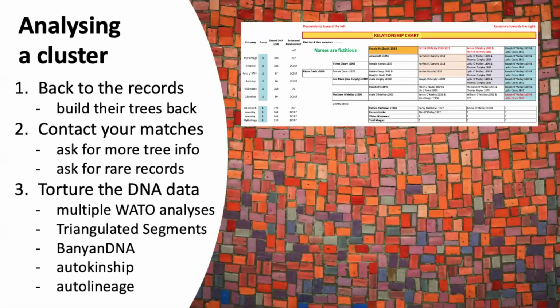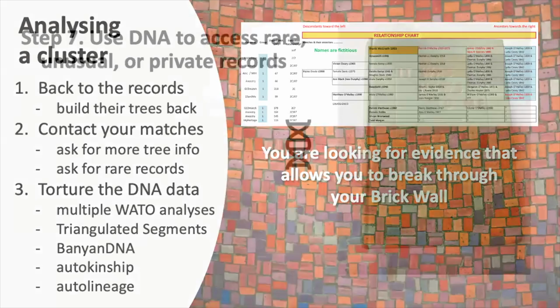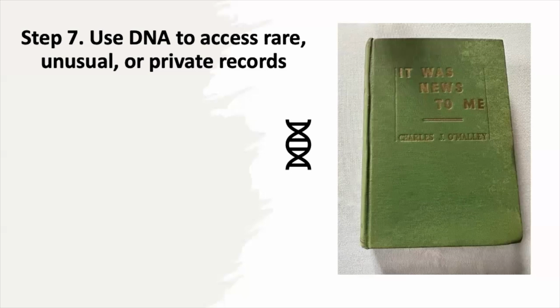So you might throw hours of work behind this and then find that you simply don't have enough information or data to get the answer that you want. But what you're looking for is evidence that allows you to break through your brick wall. And this is where we come to step 7, using DNA to access rare and unusual records.